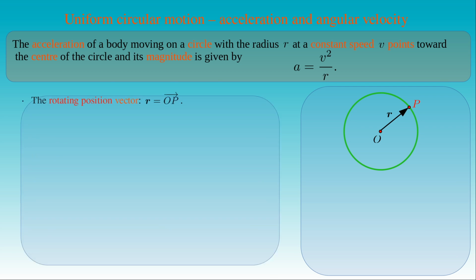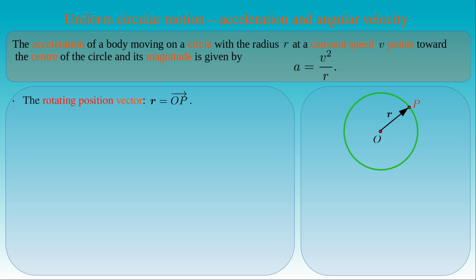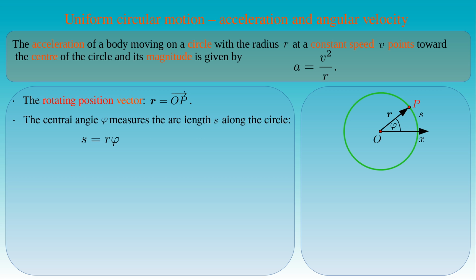We denote the position vector r with the letters OP, where we chose the center O of the circle as the reference point of the motion. If we attach a polar coordinate system to the origin, we can measure the arc length along the circle with the azimuthal angle phi, that is, the arc length s is equal to the radius r times the angle phi. We can also express the angle phi as the ratio of the arc length s to the radius r.